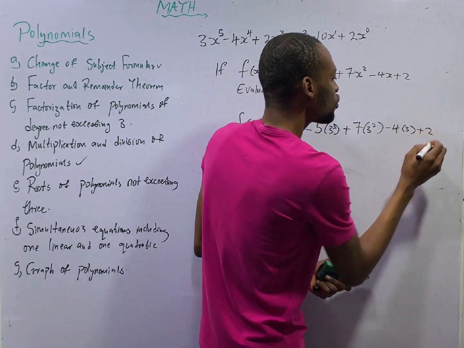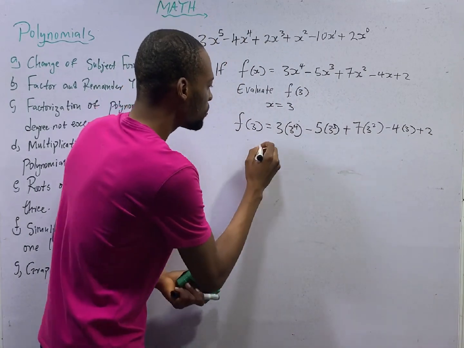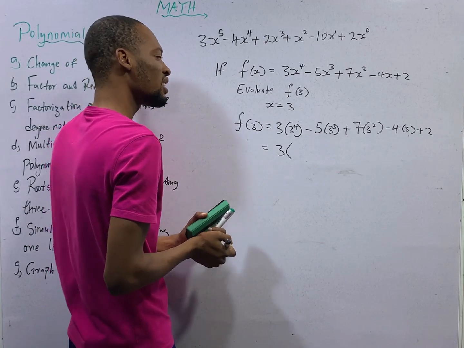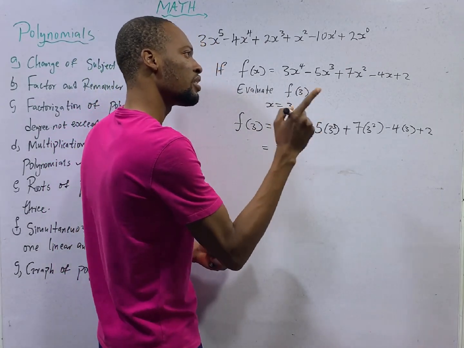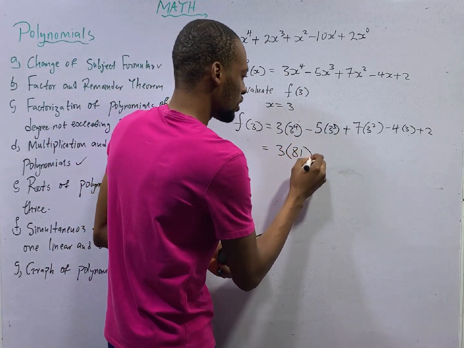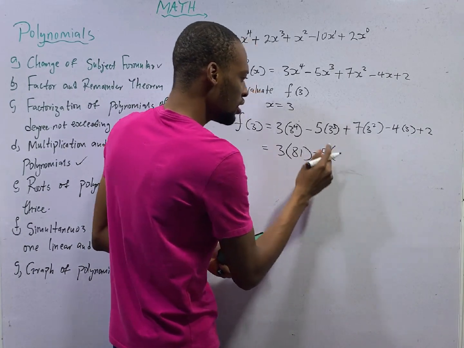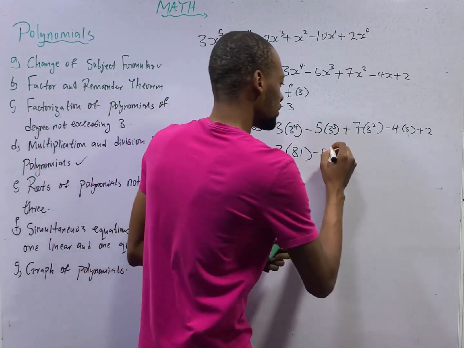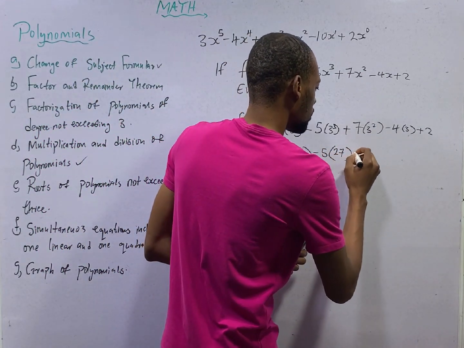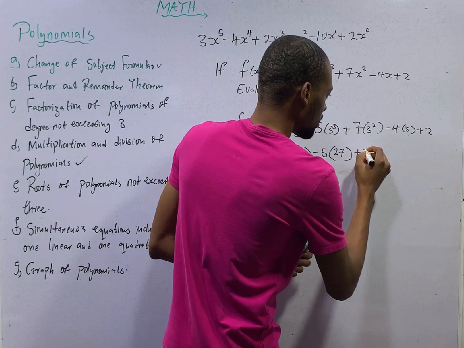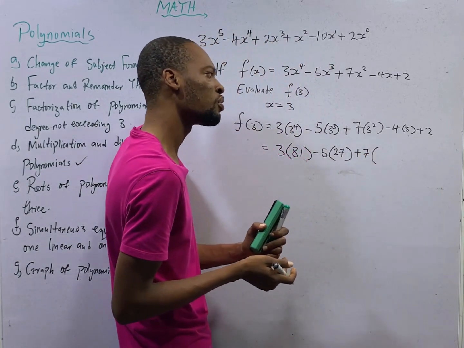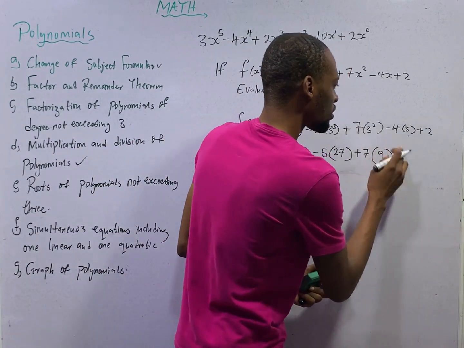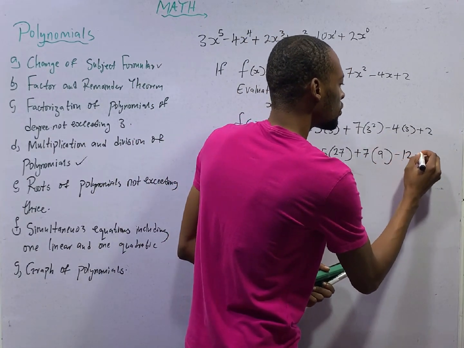3 plus 2. This will simply be 3 times 3 raised to the power of 4 is 81. 3 times 3 times 3 times 3. So this is 81 minus 5 times 3 raised to the power of 3 is 3 times 3 times 3. That is 27. 27 plus 7 times 3 raised to the power of 2. That is 9. 3 times 3, 9. 9 minus 4 times 3, 12 plus 2.